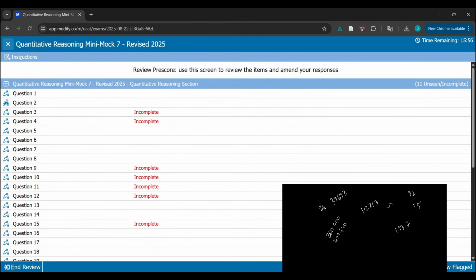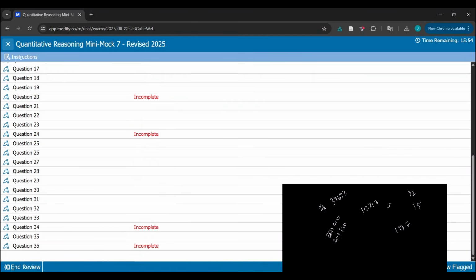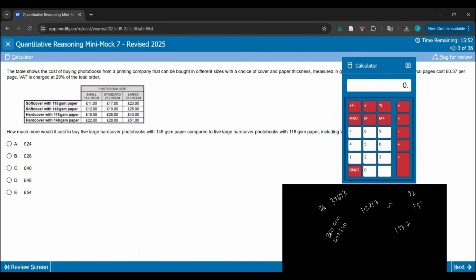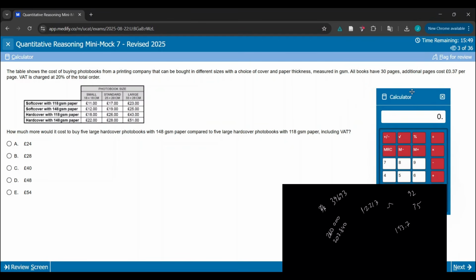Okay, fine. So a little bit more I did there than what I normally do. I think this question set was not necessarily too difficult. Let's have a look. How much more would it cost to buy 5?